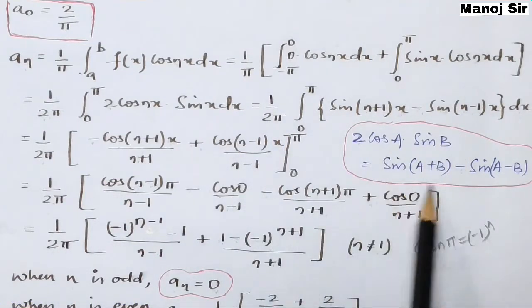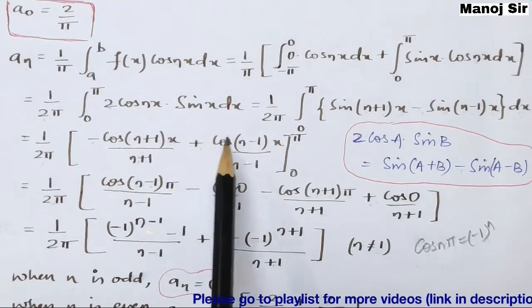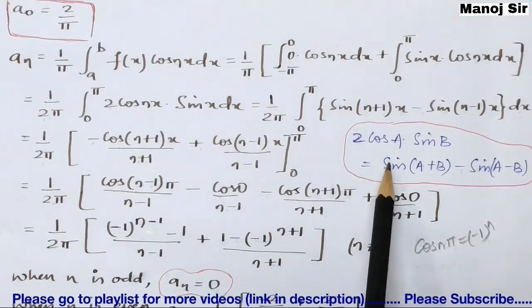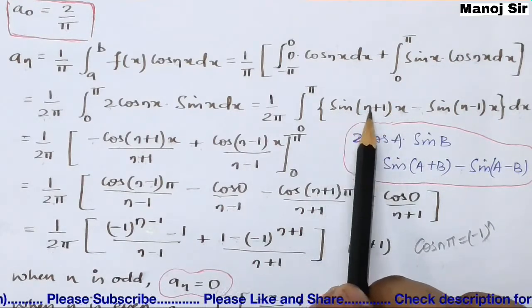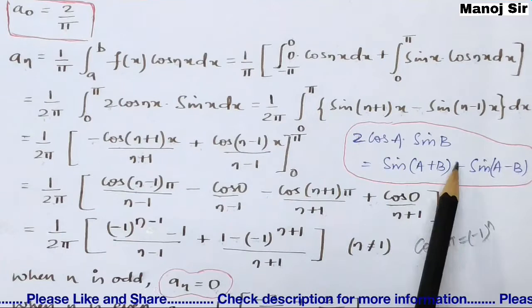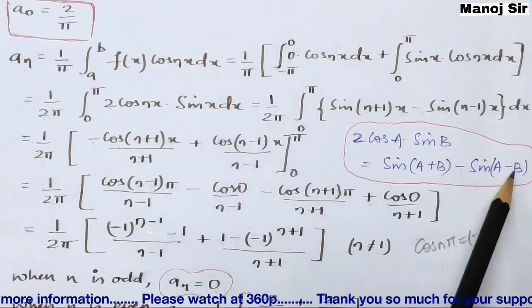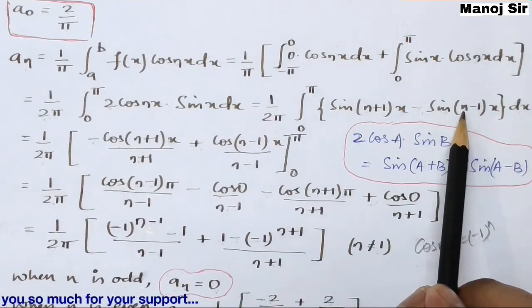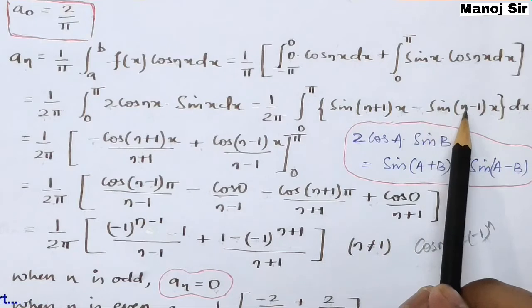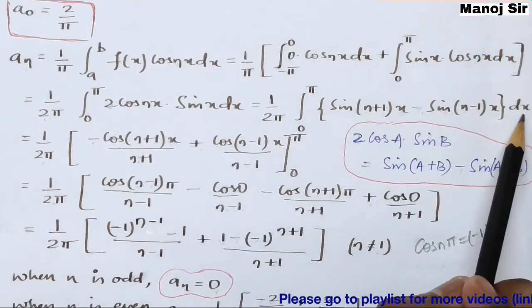Now simply use this formula. Here a is nx and b is x. So sine a plus b, that is sine nx plus x. Taking x common, we have sine n plus 1 x, minus sine a minus b. A is nx and b is x, so it is going to be nx minus x. Taking x common, we will have sine of n minus 1 into x. Don't forget to write this dx here.